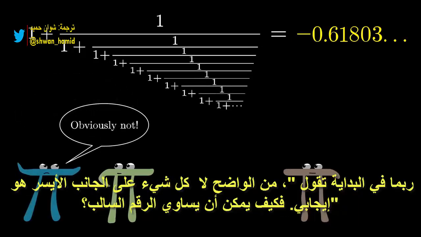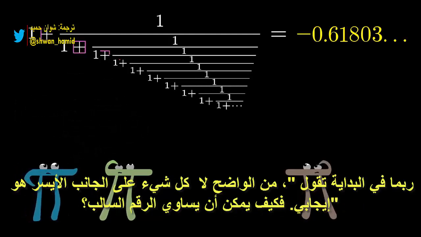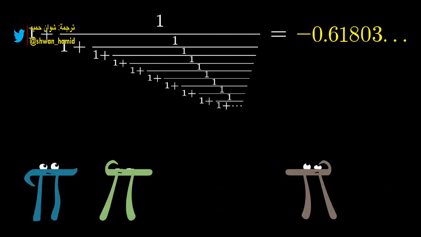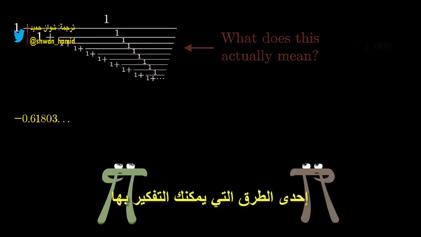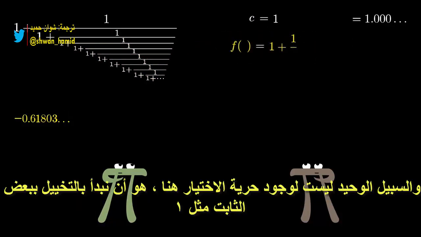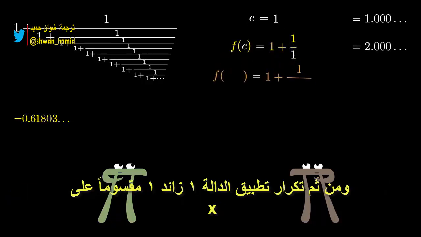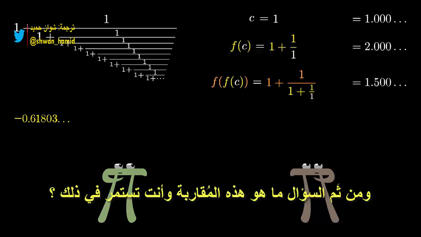Maybe you initially say, obviously not. Everything on the left-hand side is positive, so how could it possibly equal a negative number? Well, first we should be clear about what we actually mean by an expression like this. One way that you could think about it, and it's not the only way, there's freedom for choice here, is to imagine starting with some constant, like 1, and then repeatedly applying the function 1 plus 1 divided by x. And then asking, what does this approach as you keep going?